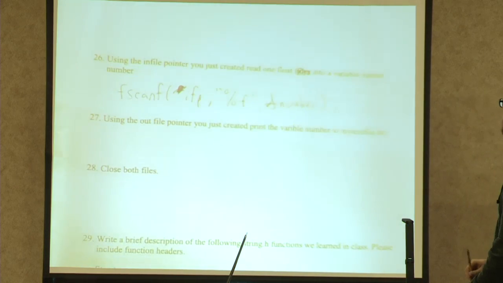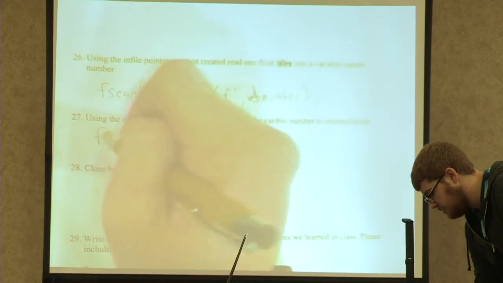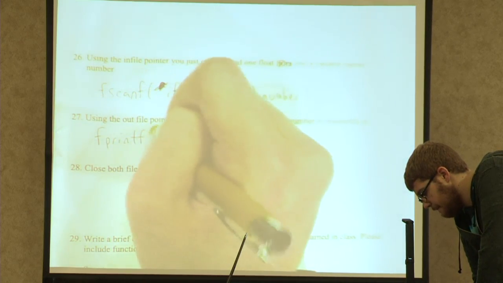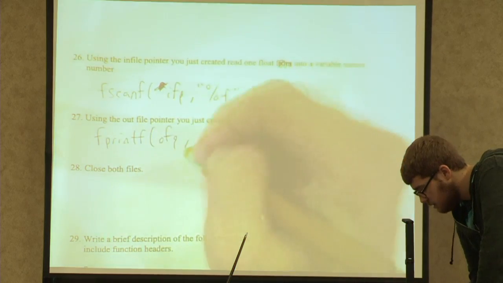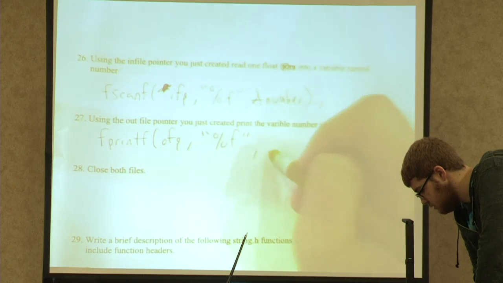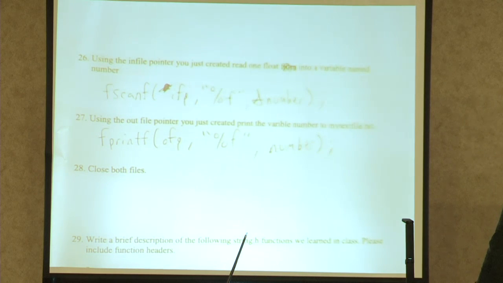And using the out file you just created, print the variable number to my text file. So that one you would use the opposite function, right? Printf. And then OFP, because that's the file that we're writing to. And then same thing, we're just going to write one number to this. And then no ampersand because it is printf, and just output that. And that's the correct one for that.